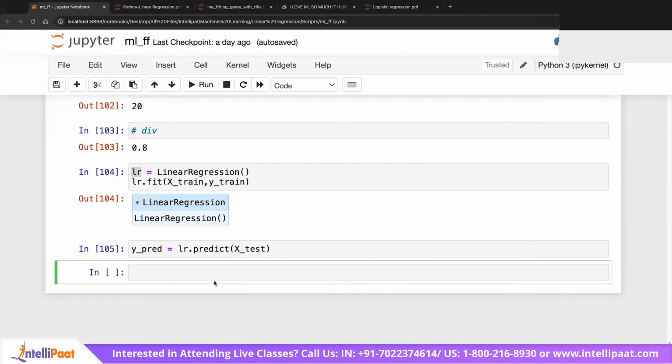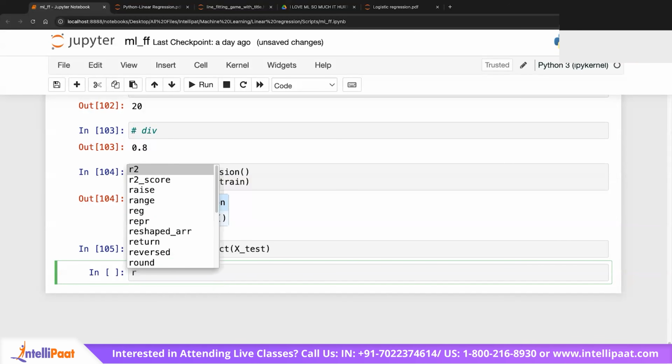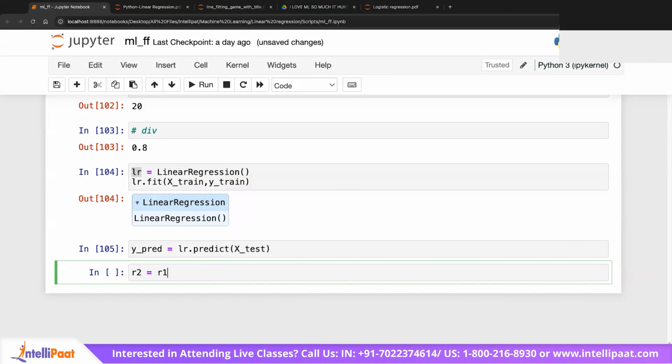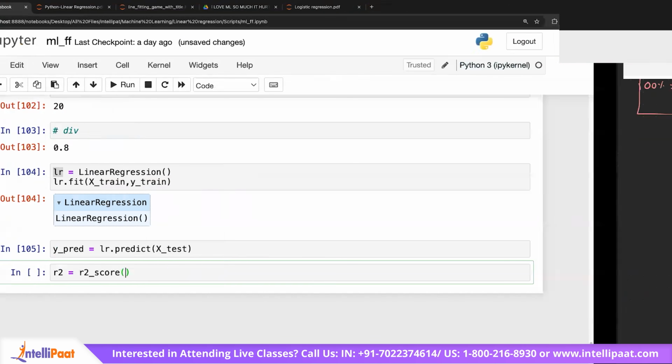Now I want to know whether my model did a good job or a bad job. So can I say R2, R square is equal to R2 score, R2 score of what do you pass inside it to compare whether your model did good or not?